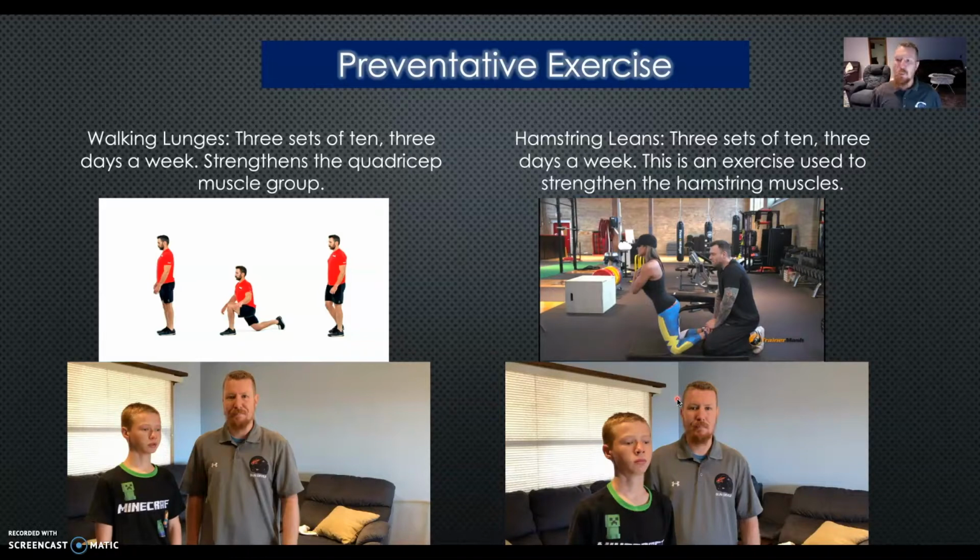Walking lunges are going to be working on the quadriceps: vastus lateralis, vastus intermedius, the vastus medialis, and then of course the rectus femoris. The walking lunges, we want to do 3 sets of 10, 3 days a week, and this is going to strengthen the quadriceps.